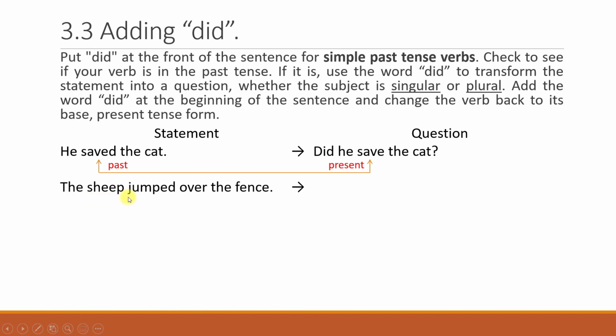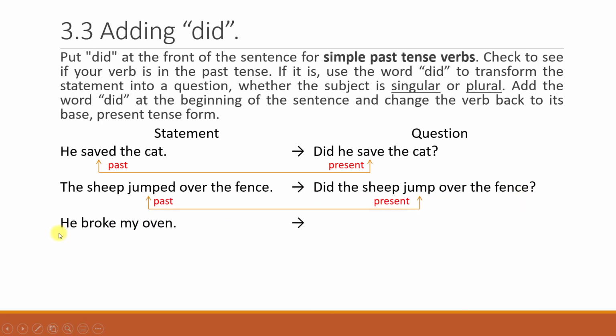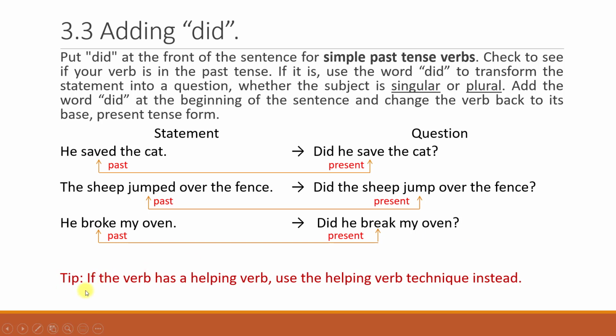Statement: the sheep jumped over the fence. Question: did the sheep jump over the fence? Statement: he broke my oven. Question: did he break my oven? Tip: if the verb has a helping verb, use the helping verb technique instead.